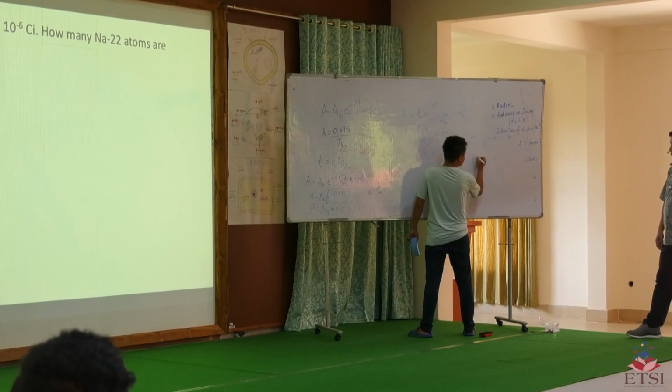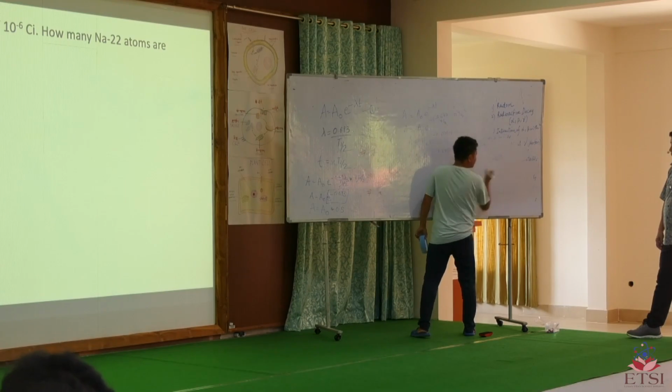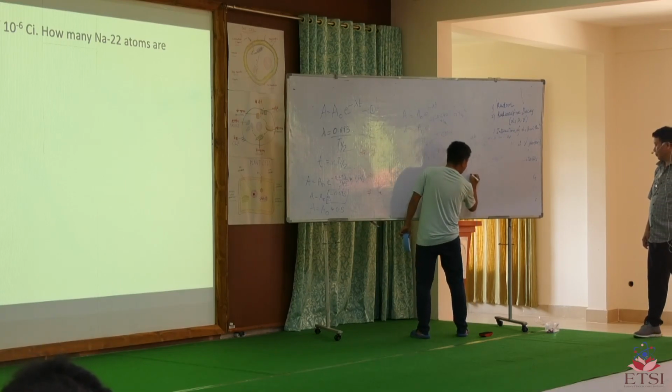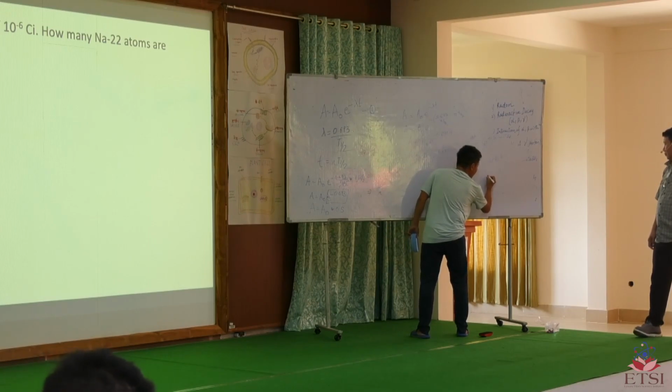2 raised to the power of 2 into 3. 2 raised to the power of 2 times 3. 2 raised to the power of 3 is 6, 2 raised to the power of 2 is 4.